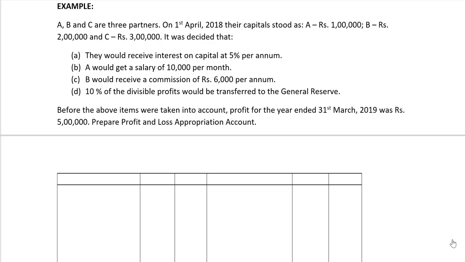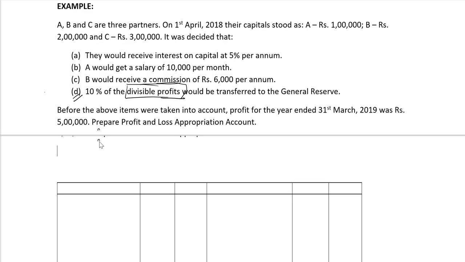Now, looking at the sum, we can understand that this sum is just similar to the sum which we did previously. However, in the D subdivision, while the previous sum says 10% of the net profit should be transferred to the general reserve, here it says that 10% of the divisible profit or distributable profit has to be transferred to the general reserve. So let's see how we'll calculate the divisible profit. We'll begin with the solution.